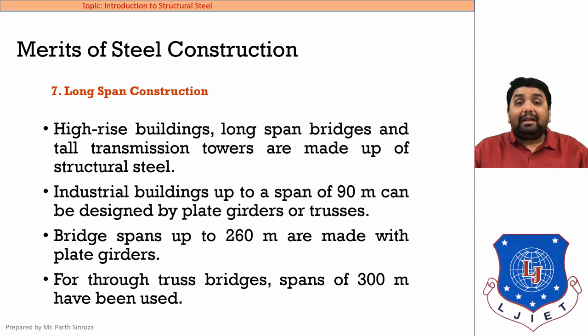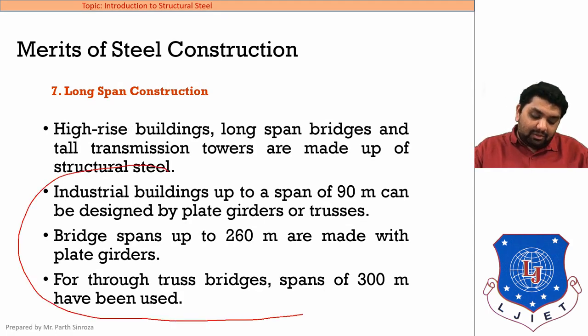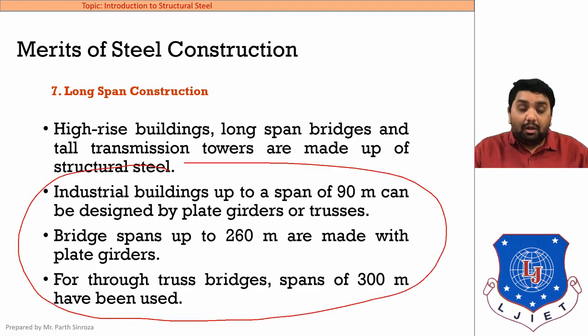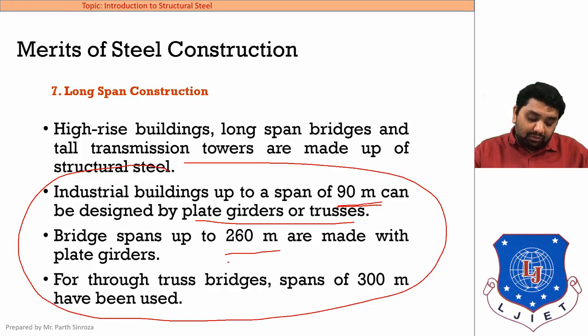Next, it has long span construction, as we have discussed, but the thing is to note these dimensions. These dimensions you can pause and write down also, that industrial buildings up to a span of 90 meter can be designed by plate girders or trusses. Girders you will be seeing in the next semesters, trusses we will be looking at in this semester. Bridge spans up to 260 meter are made with these plate girders. For through truss bridges, spans of up to 300 meters have been used in recent scenarios. So these are the basic dimensions that you need to note down.